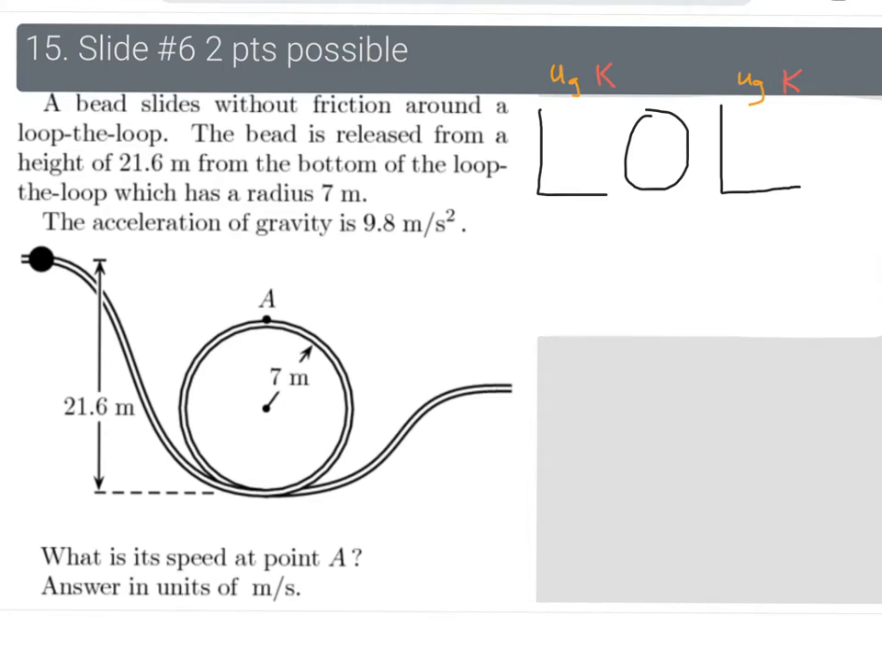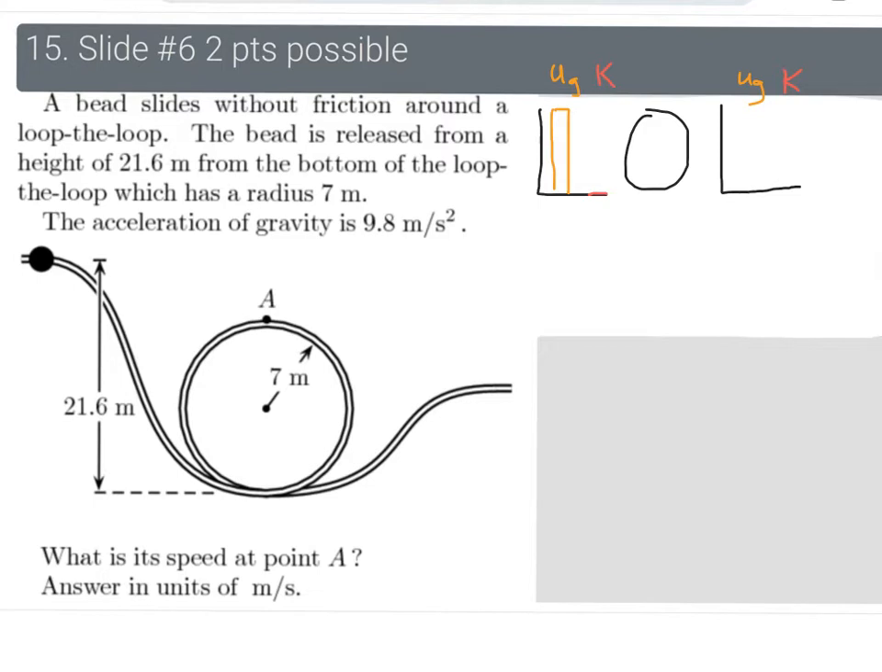Alright, for this one, let's go ahead and start off with the bar chart, with the LOL bar chart. So we have a bead, and it's starting off at some height, so it starts off with potential energy. And it starts off at rest, so it has all potential and no kinetic. So originally, there is 0 kinetic energy, but there's some maximum value of potential energy.